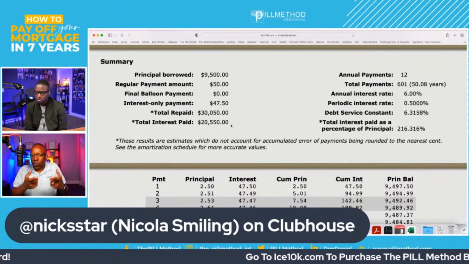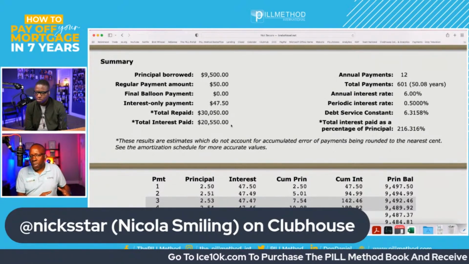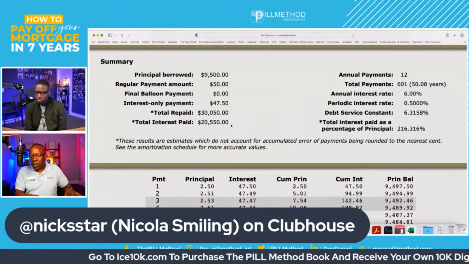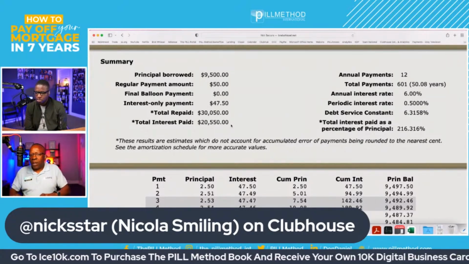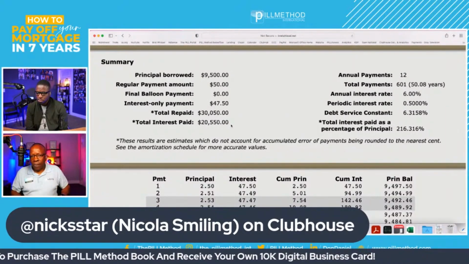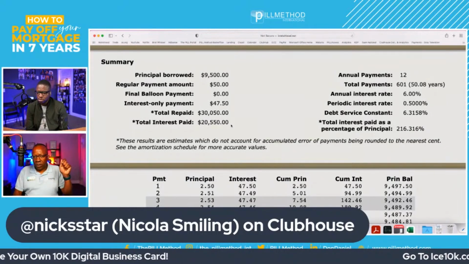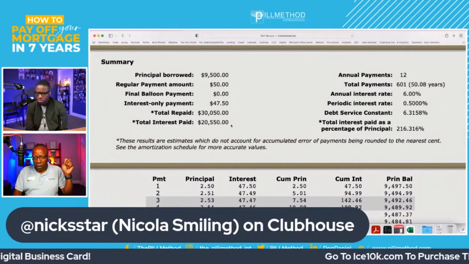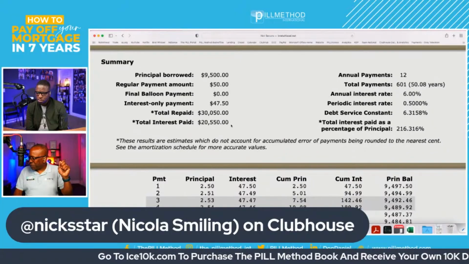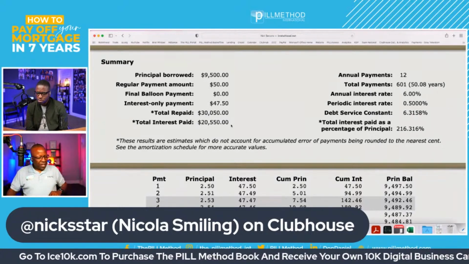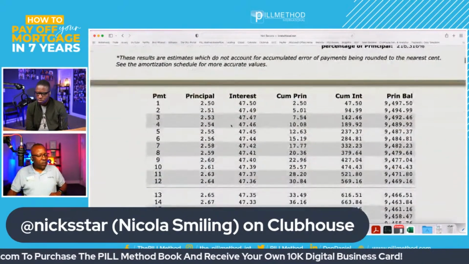So once we learn how to read an amortization schedule and how to defeat it, we can make great strides. The average P.I.L.L method client pays off all of their student loans in 5 to 7 years. Everything. Without sacrificing lifestyle. What do you say? That's absolutely amazing, sir.